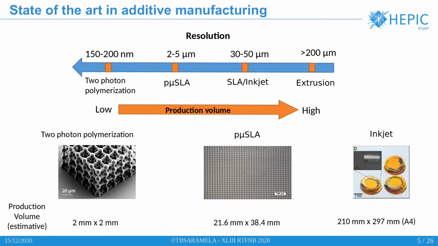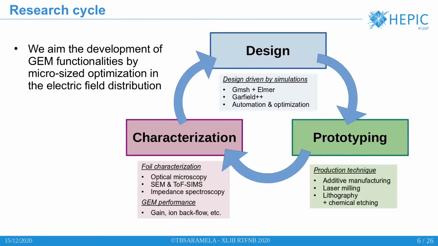So in this project, we chose microstereolithography, PuSL, more or less in the middle of this scale, and that provides us with a few microns in resolution and a production volume of 2 by 4 centimeters, which is small for a large detector, but is enough for tests and prototypes. So next slide, please.